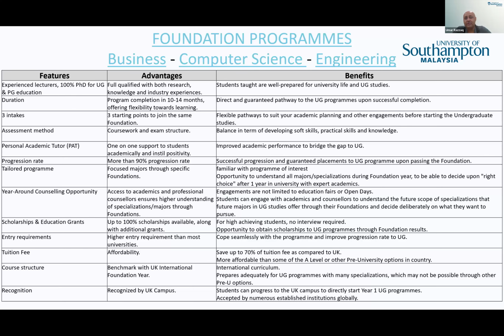Progression rate is almost more than 95% across the years, so there are hardly any dropouts. If there are dropouts, mostly the reason is my mother wanted me to study engineering, my father wanted me to study computer science. Those sorts of reasons. They don't fail on academic grounds because of the whole academic support available, but just sharing with you. Those are some of the advantages of the foundation programs.